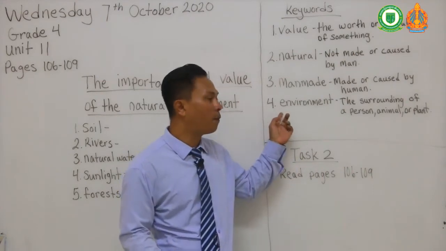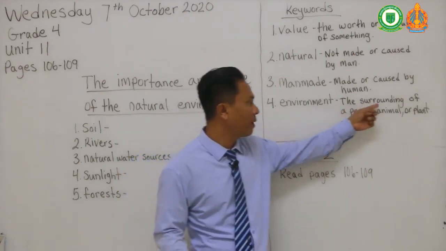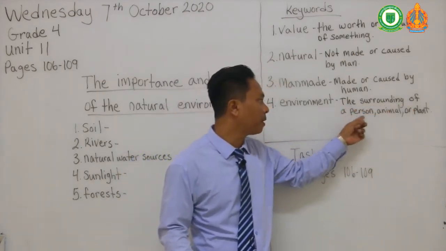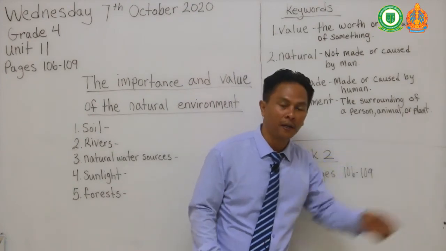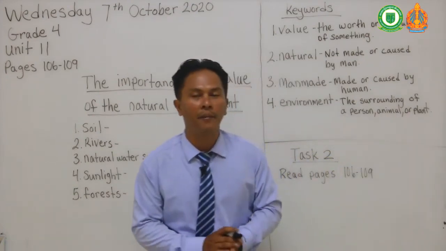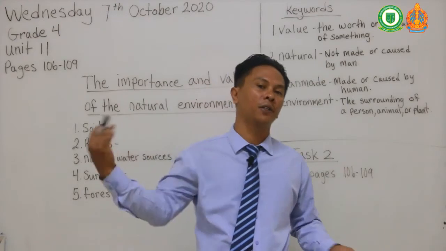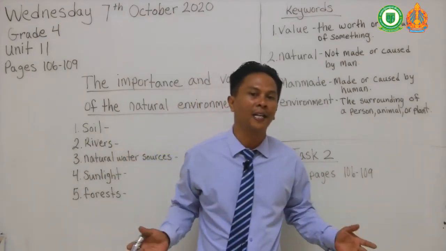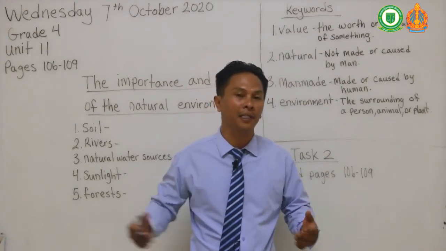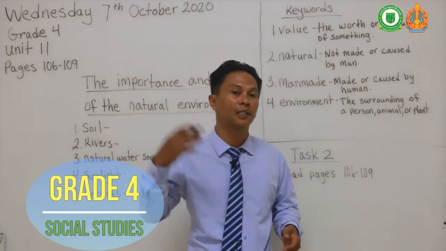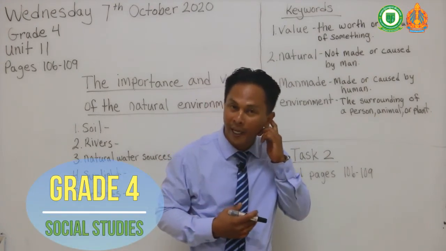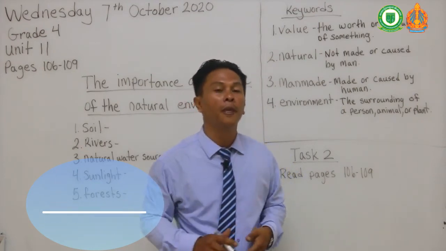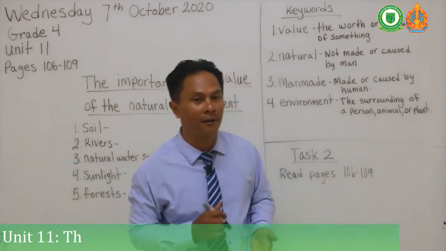Okay? And number 4, environment. The surrounding of a person, animal, or plant. So when we talk about environment, it's anything that's around us, where we're at right now. So for example, right now I'm in a classroom, so my environment is a classroom, or you could also say school. That's my environment. And if you're sitting at home, your environment is home right now.